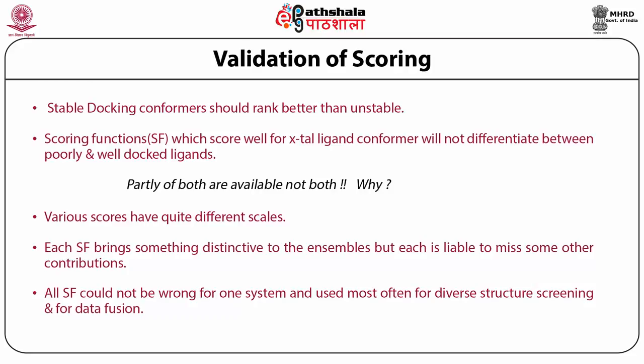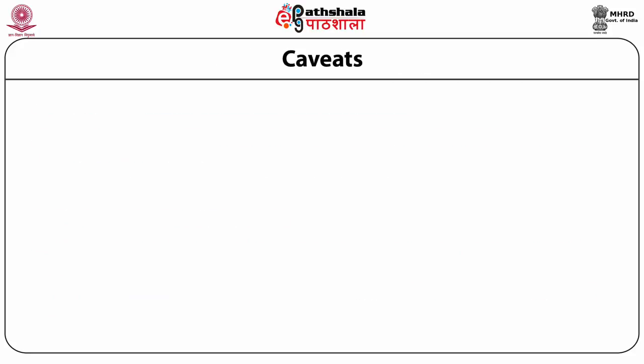Hence, one should never use one scoring function; one should score by many scoring functions. It is unlikely that all the scoring functions could be wrong for one system. It is probably better to use many scoring functions, and it will help. However, there would still be some caveats. In this slide, I am telling you what all the caveats of such functions are.